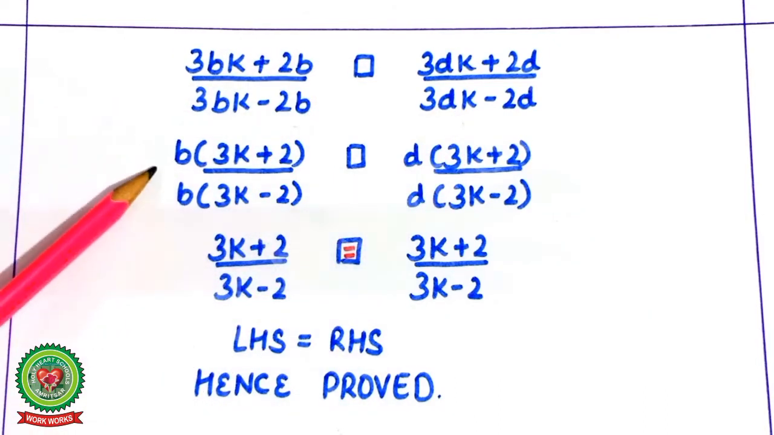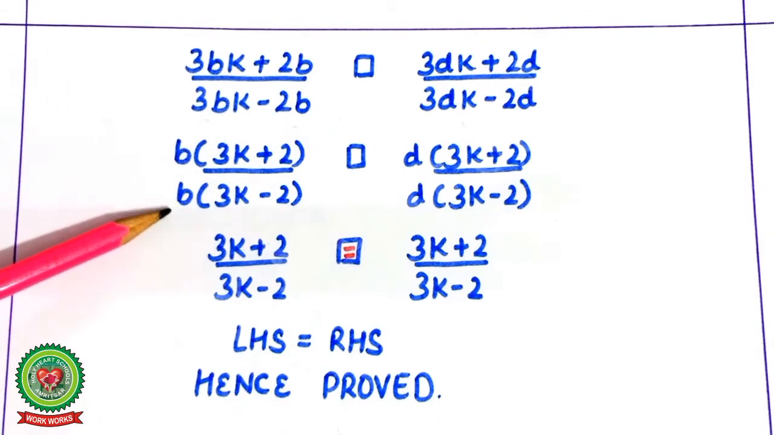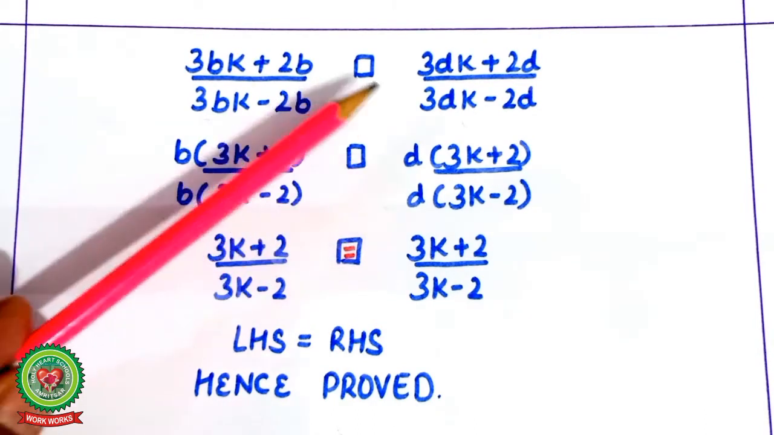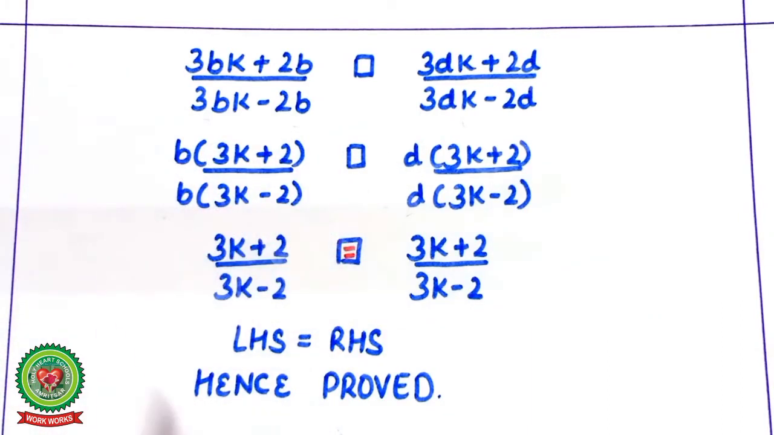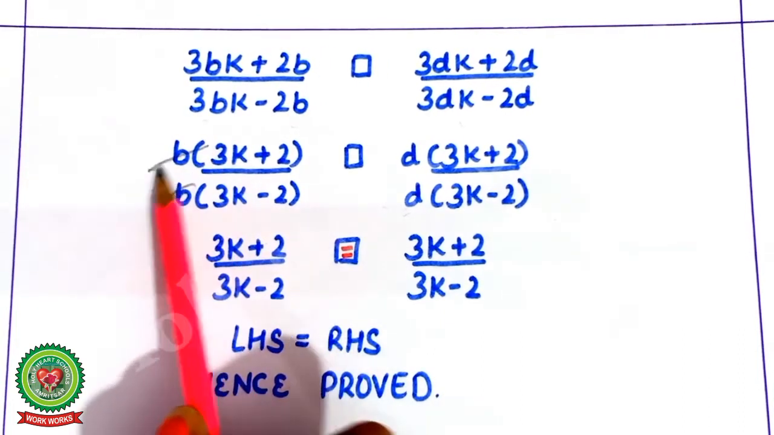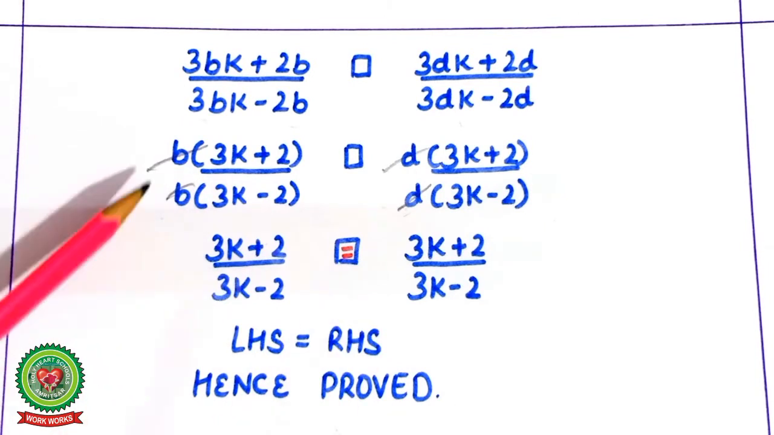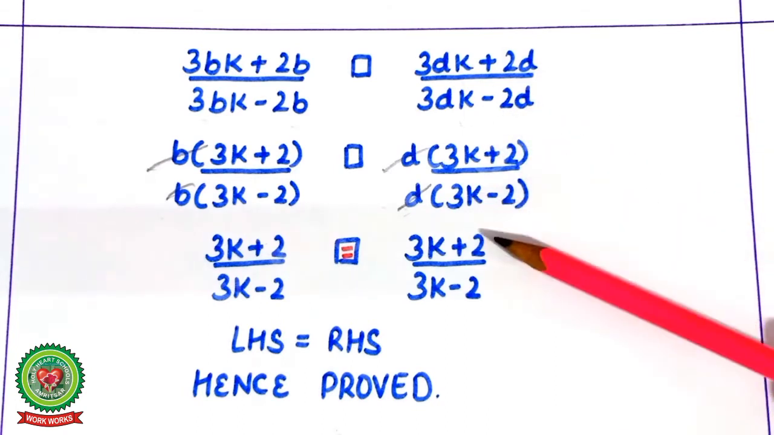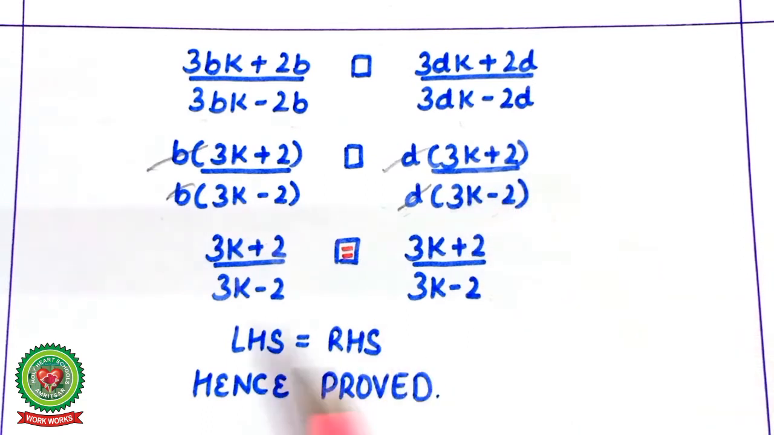Now in the left hand side, b is common in the numerator and denominator, and in the right hand side, d is common in the numerator and denominator. So from here b is cancelled and from the right hand side d is cancelled. Then the left out value is 3k plus 2 upon 3k minus 2, and the right hand side also has 3k plus 2 upon 3k minus 2 left after cancelling. Now left hand side and right hand side are both equal. So here our question is proved.